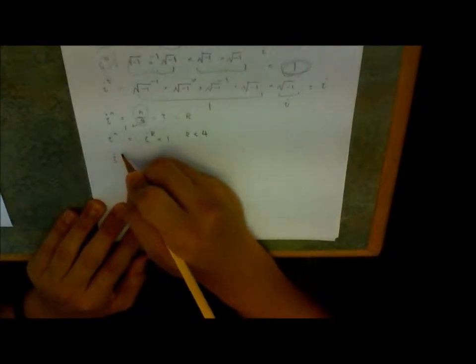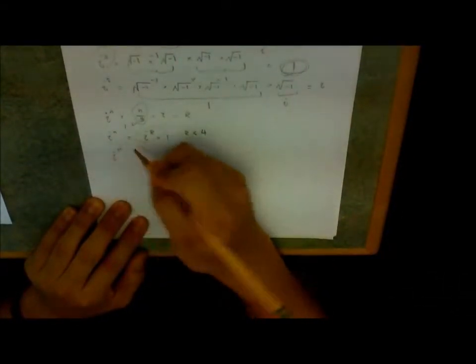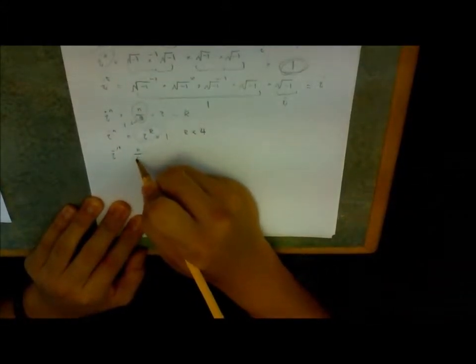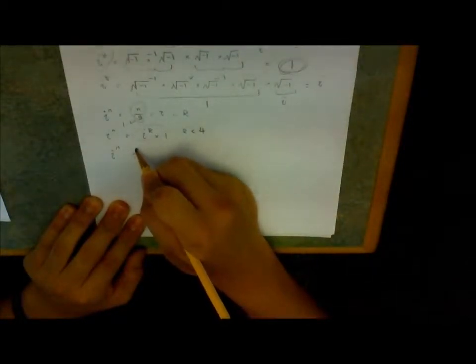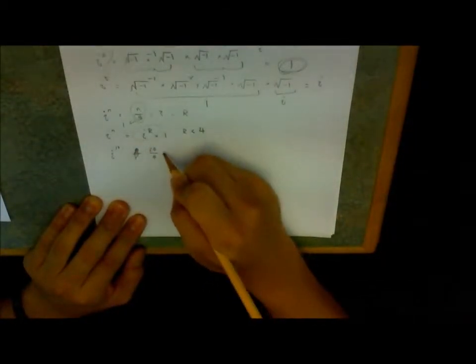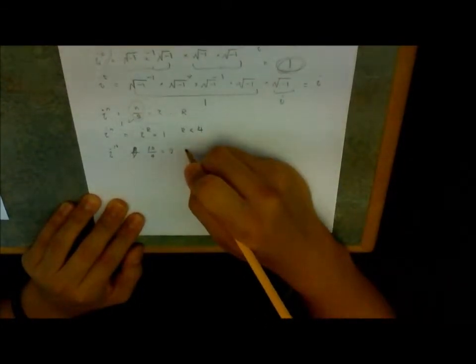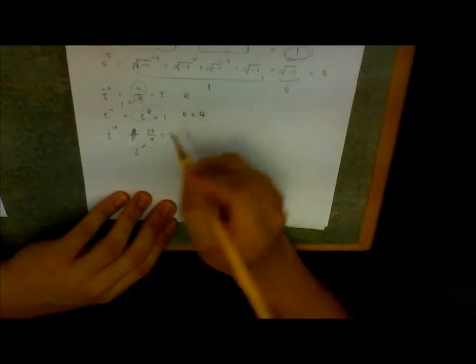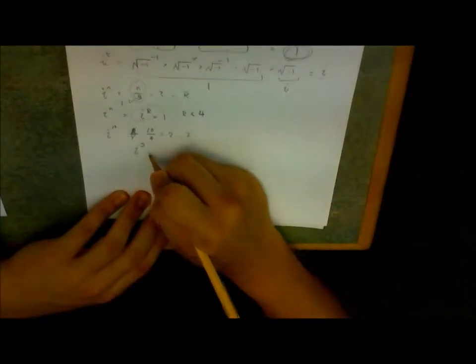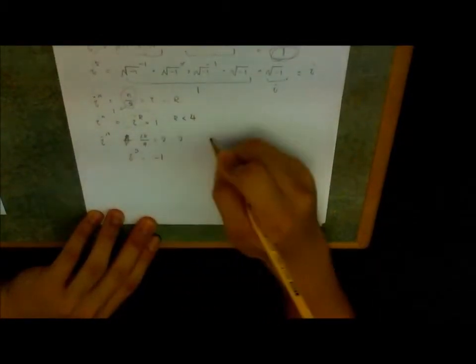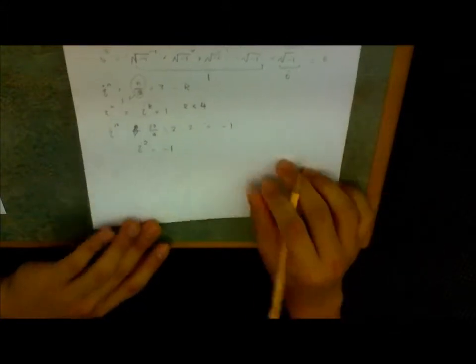Okay, i to the, let's go easy, 10. Like we said here, you go 10 over 4, which gives you 2 and a remainder of 2. So you go i to the 2, which will give you -1. So the answer to this, i to the 10, is negative 1.